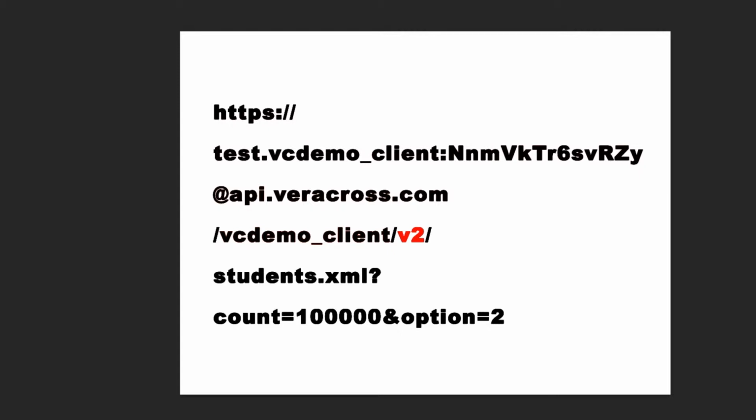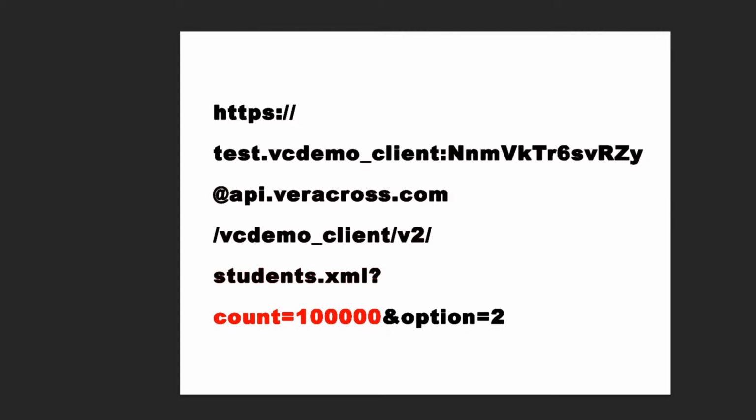Line 5 specifies two things: what API stream you are calling, in this case the student stream, and then how the data is returned, as XML in this case. So the final line contains two parameters separated by an ampersand. In version 2 of the API, Veracross introduced a pagination feature that delivers the data in blocks of 100 records.